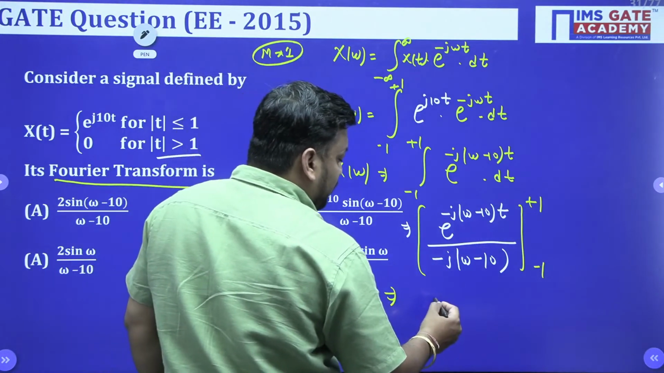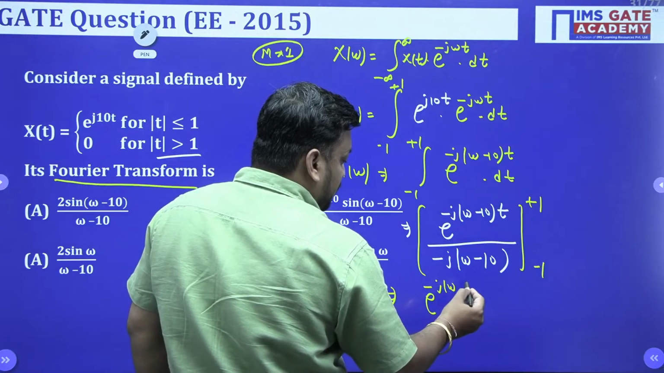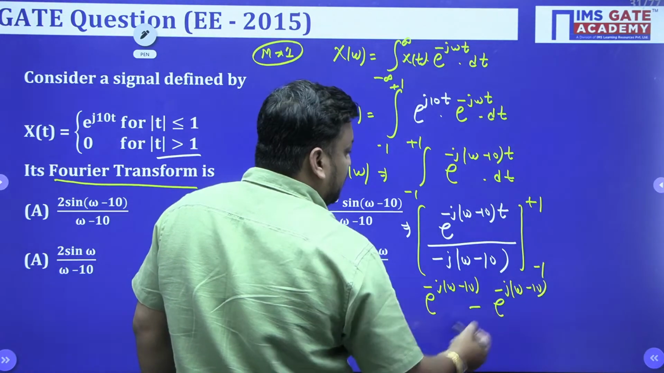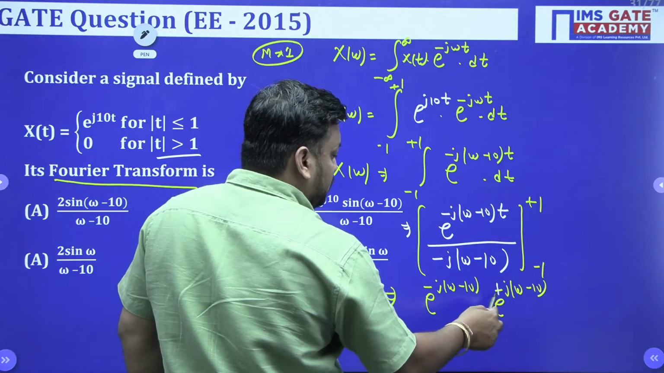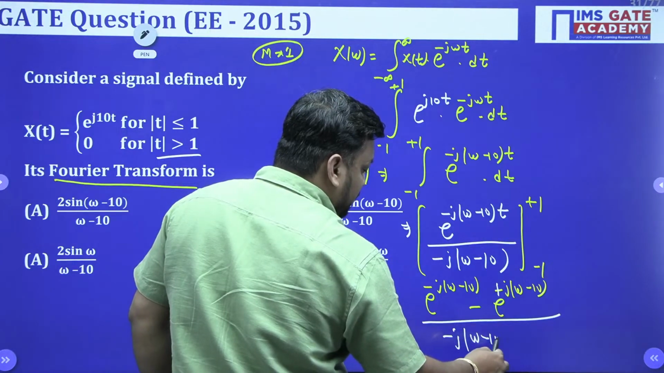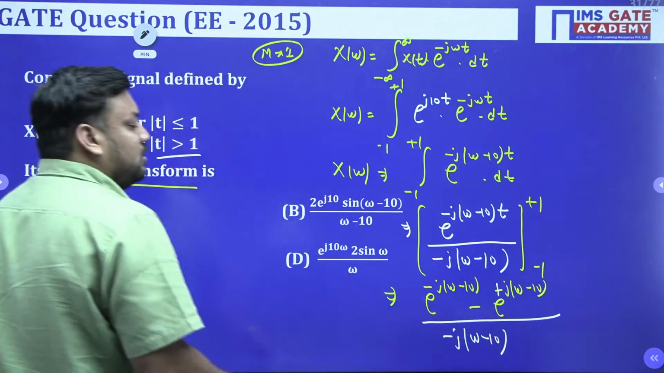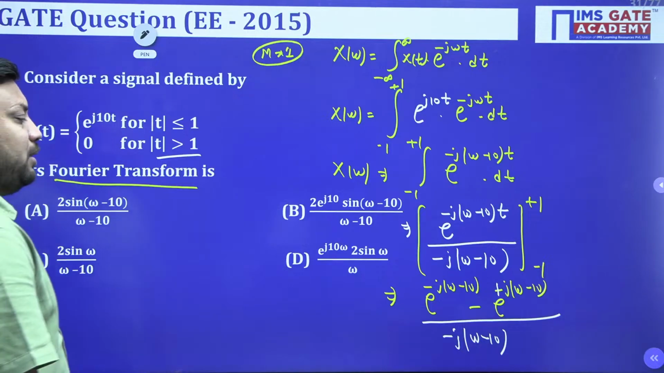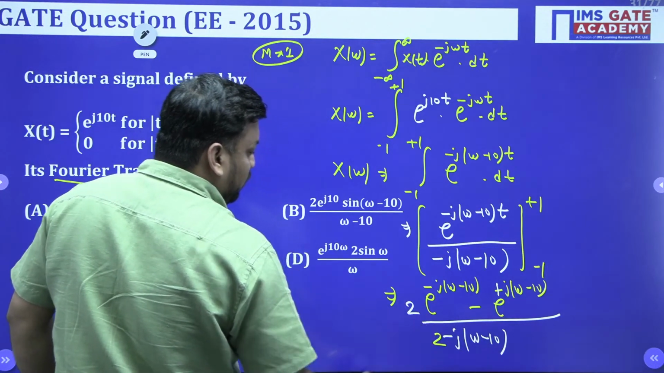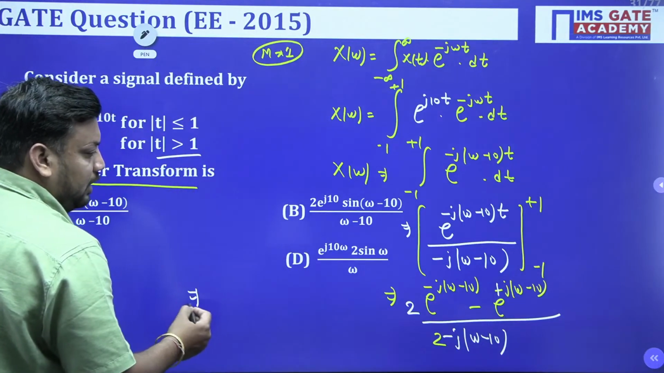So ultimately it will be e to the power minus j (omega minus tan) minus e to the power plus j (omega minus tan), minus plus, of course, yes. And upon it is given minus j (omega minus tan). Now if you take minus common in the numerator, it will become a sine, because only two terms are left. 2 I am multiplying, 2 I am also multiplying here. So ultimately what will I get?